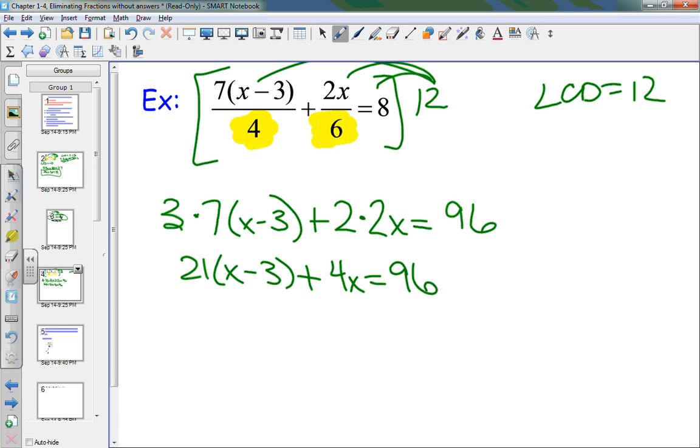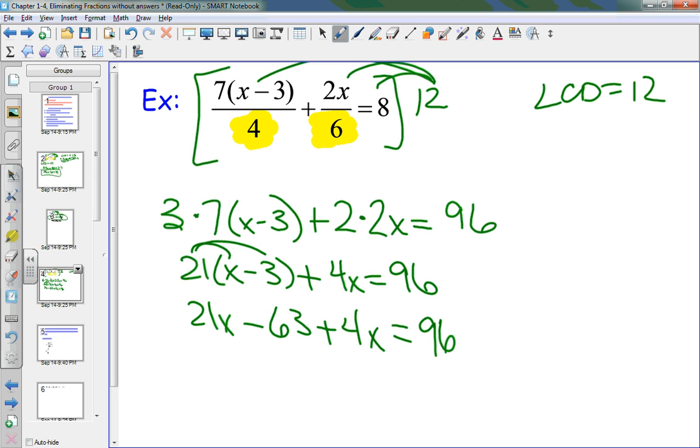Now, do I still have parentheses? Yes, so what do we do? Distribute. So what is 21 times x? 21x. What is 21 times 3? Well, 1 times 3 is 3. 3 times 2 is 6. So that's 63. Do we see that? Plus 4x is equal to 96.